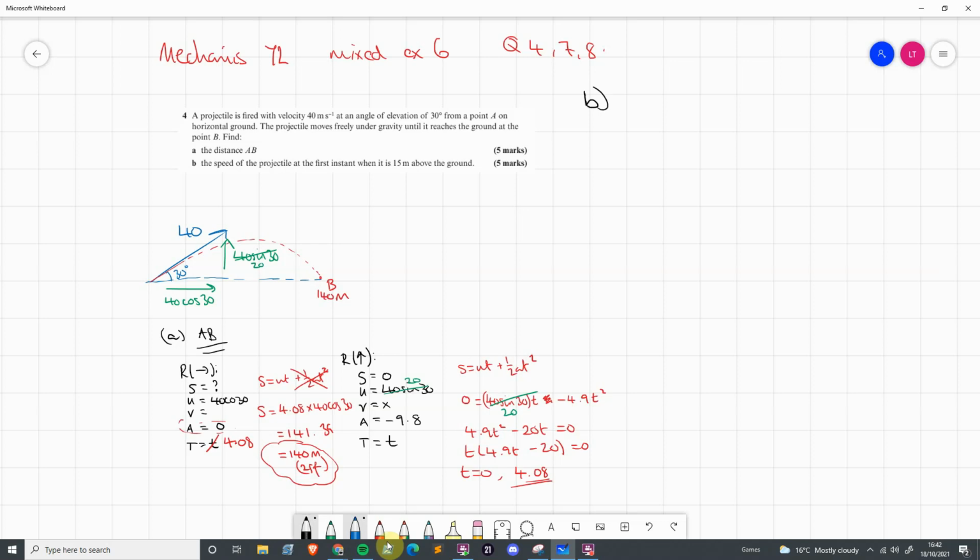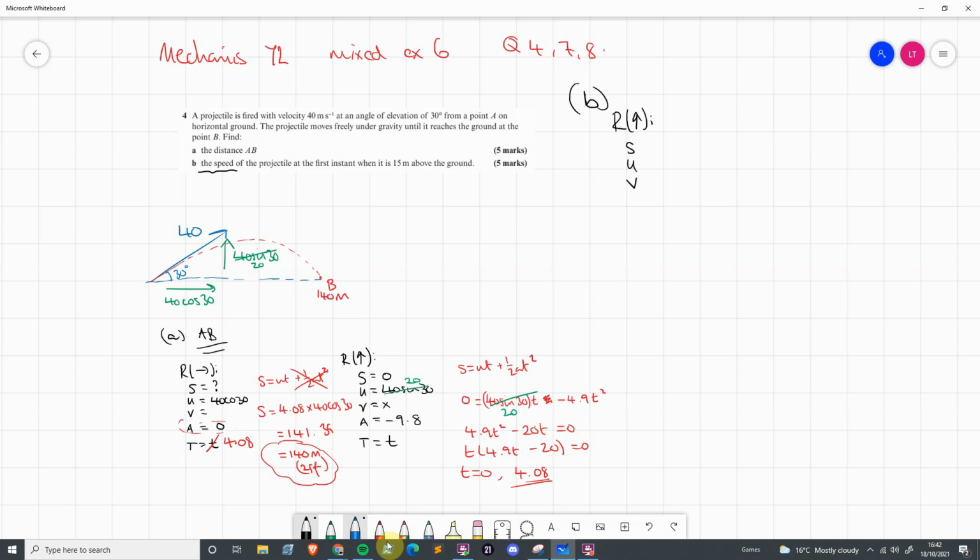Okay, part B was the one that probably caused us a few more problems, just in terms of what they were actually wanting when they asked for the speed. So, best thing to do is let's resolve vertically to find the speed when it's 15 meters above ground.